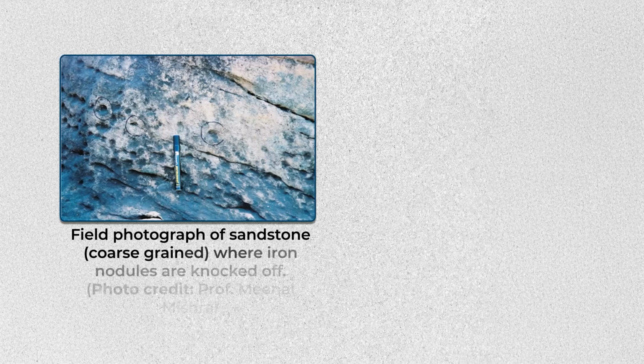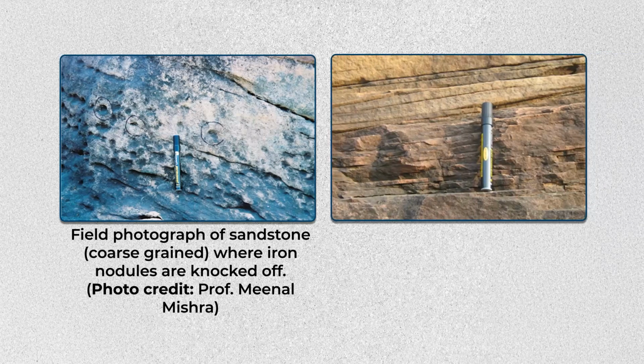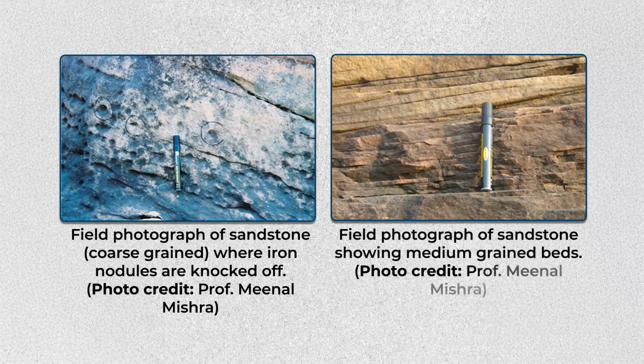There is a field photograph of sandstone, a coarse grained sandstone where iron nodules are knocked off. You can see the small ones, the iron nodules have come out of it. On the other side, the field photograph of a sandstone shows medium grain beds. You can say the granularity of the sand is medium grain.